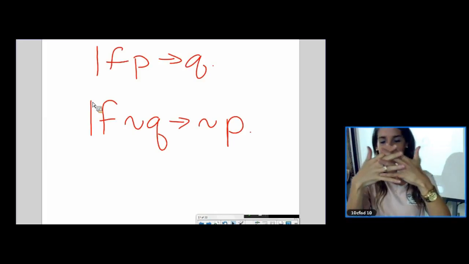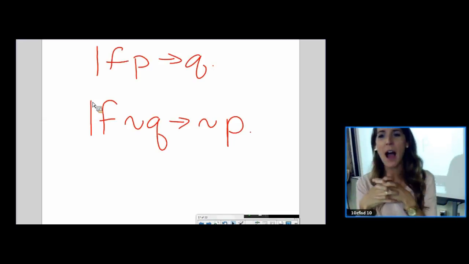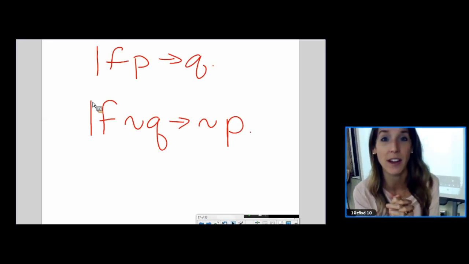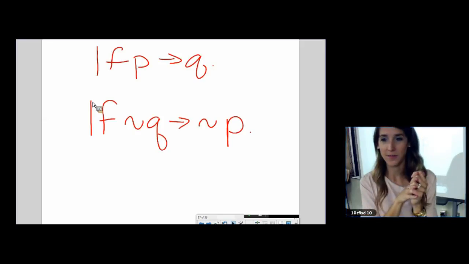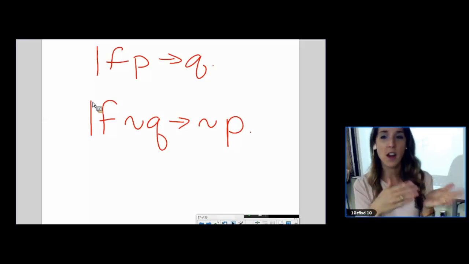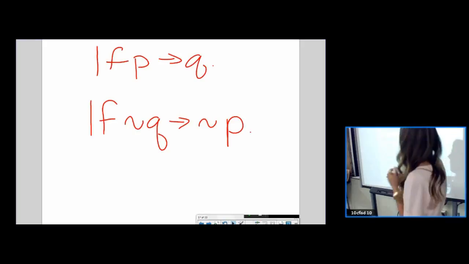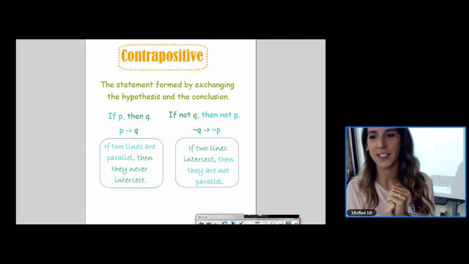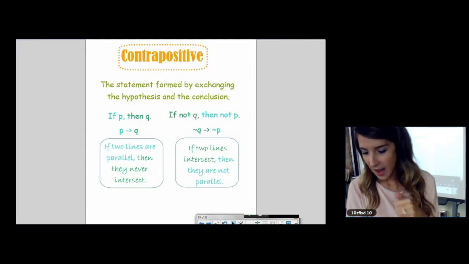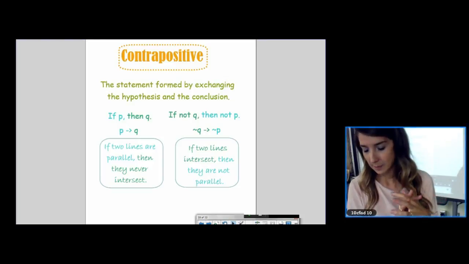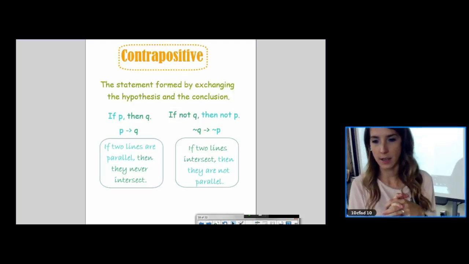We melded. We combined inverse and converse. It's like a hybrid. Hybrid inverse converse. Do you want to know what it's called? So that's the notation. If not Q, then not P. And it's called, a fancy word, contrapositive. So write it down. That is number 8. Contrapositive. Number 8. Contrapositive.